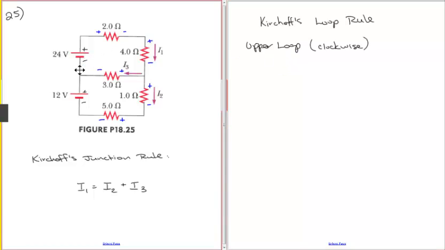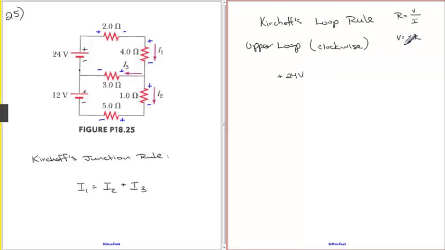Okay, so what do we have? Let's just arbitrarily put a point right there and start going clockwise. The first thing we have is plus 24 volts across the battery. Then we go across the resistor, and we use Ohm's law across the resistors. Ohm's law says that there's a resistance associated with the element, and it's the ratio of the voltage to the current. Another way of saying that: the voltage drop across the resistor is the current times the resistance.